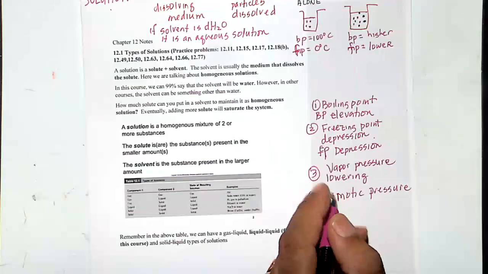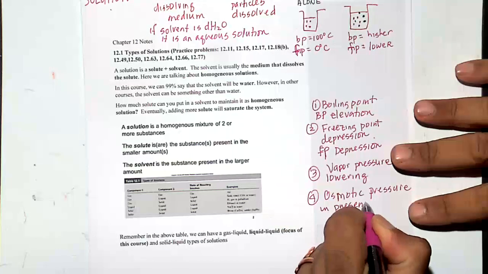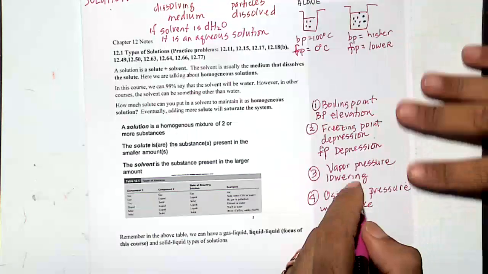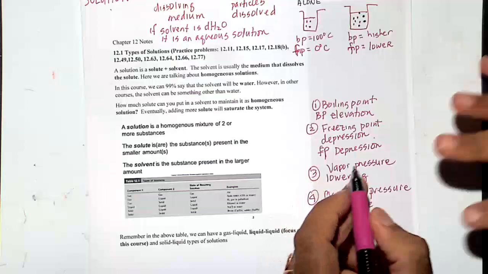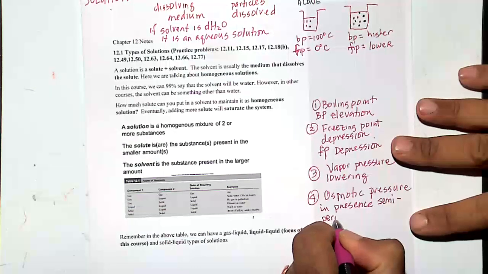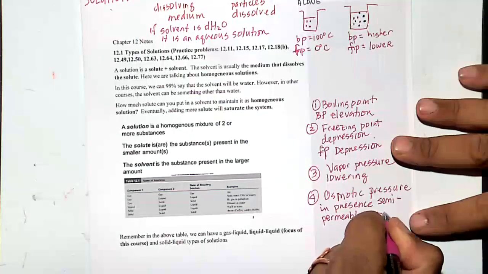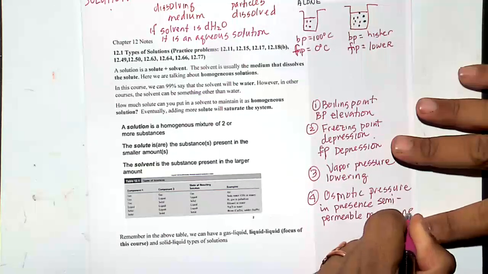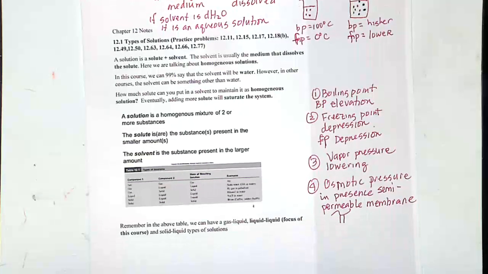So you generate osmotic pressure in the presence of a semi-permeable membrane. We'll talk about these math problems later. But in the presence of a semi-permeable membrane, you develop an osmotic pressure. And this osmotic pressure, for some strange reason, is called pi. But we'll talk about that towards the end of this chapter.